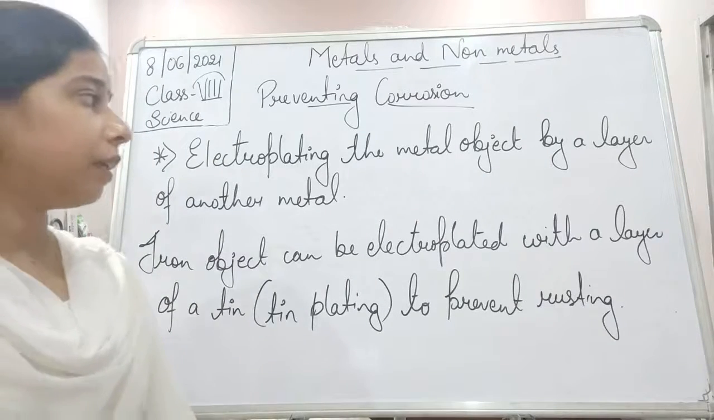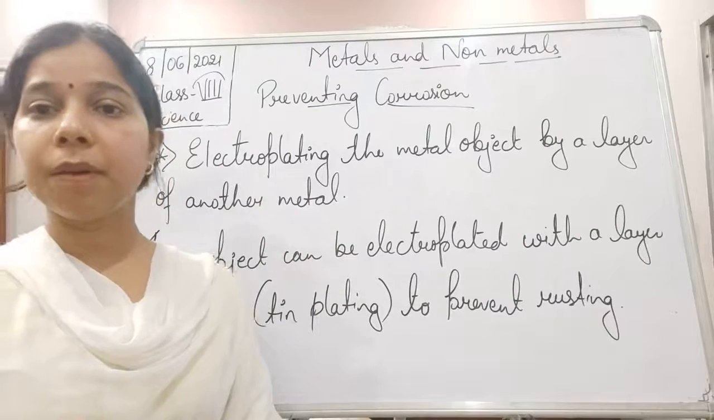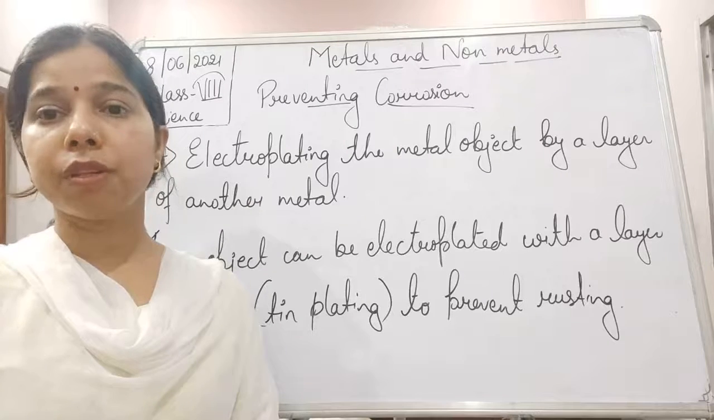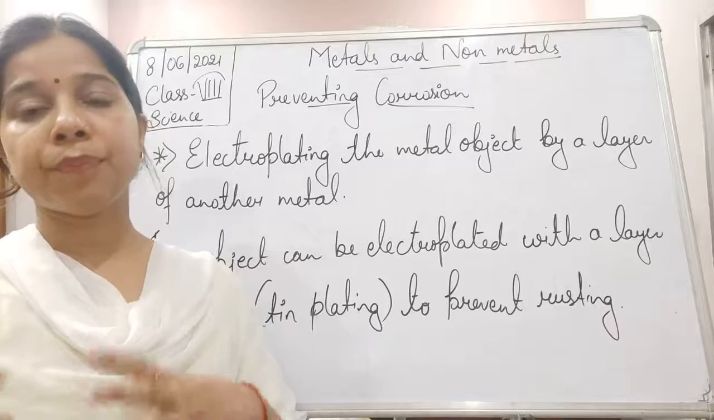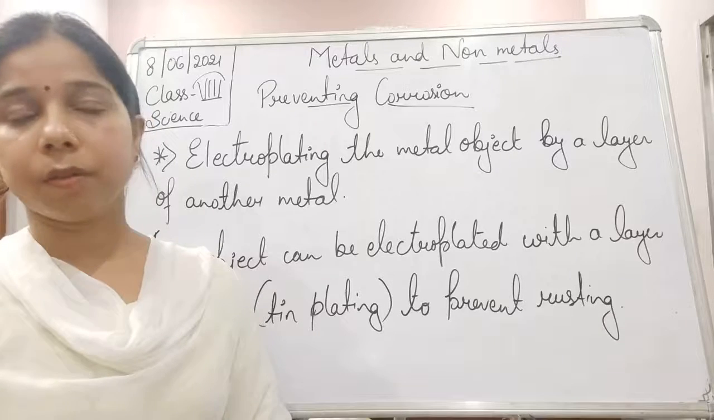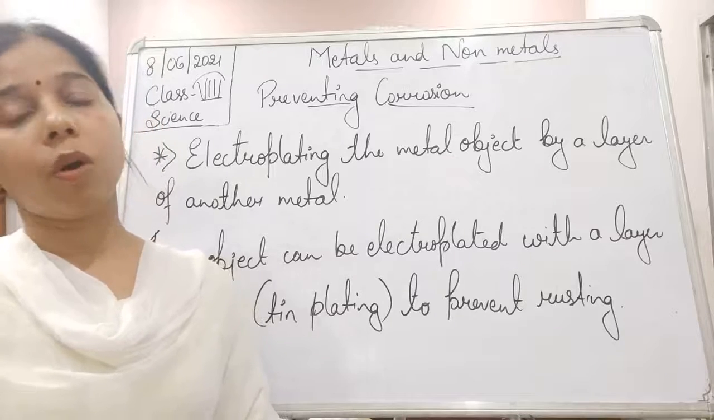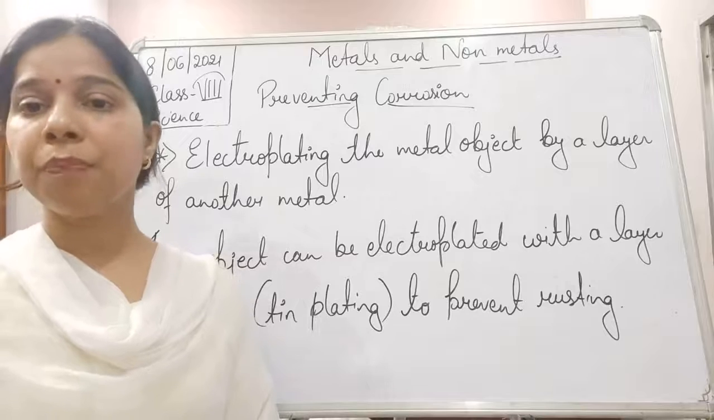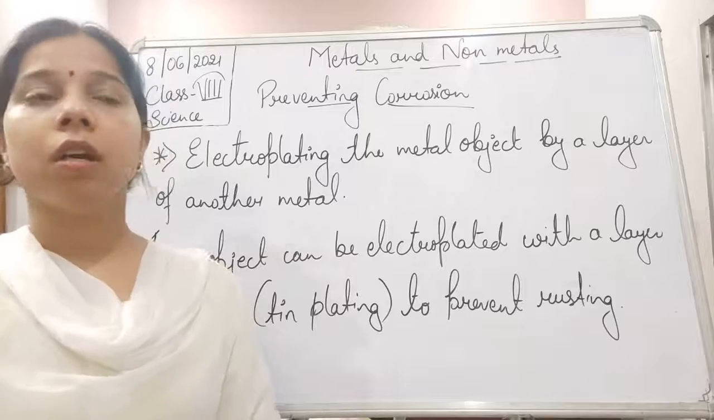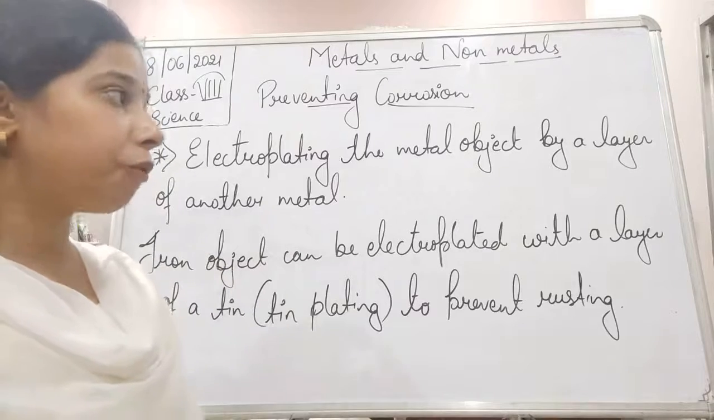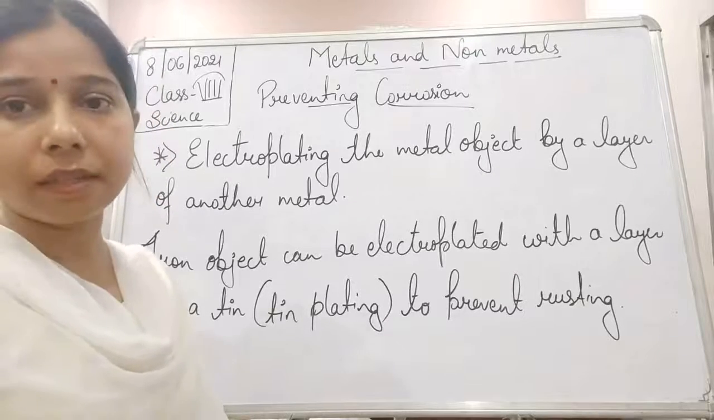Here we are again making a layer of another metal on a metal, and this time we are using electricity. When we pass electricity, another metal can be coated as a layer on the particular metal in which we want to prevent corrosion. Here we take the metal in a molten state, which is again corrosion resistant.